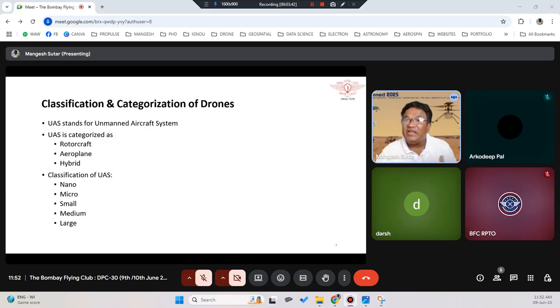So there are three categories of unmanned aircraft system. First category is called rotorcraft. Second category is called aeroplane. Third category is called hybrid. So there are a total of three categories of unmanned aircraft system. Rotorcraft means where you have propellers, like our drones. The normal drones we see have 4 propellers, 6 propellers, 8 propellers, even 1 propeller or 2 propellers, which are unmanned.